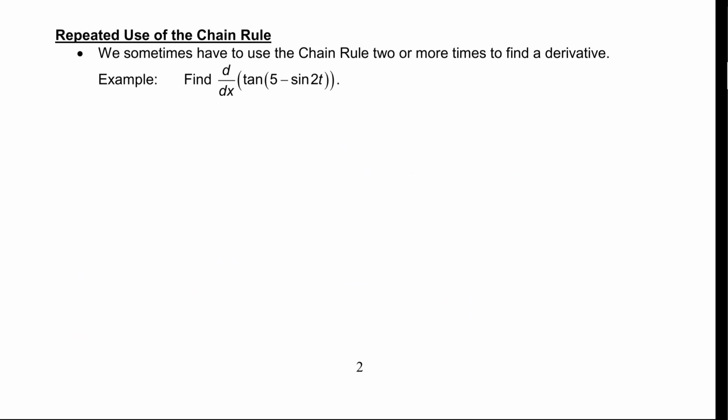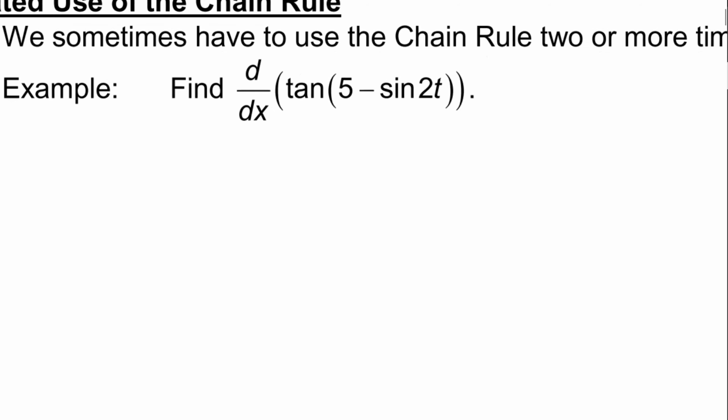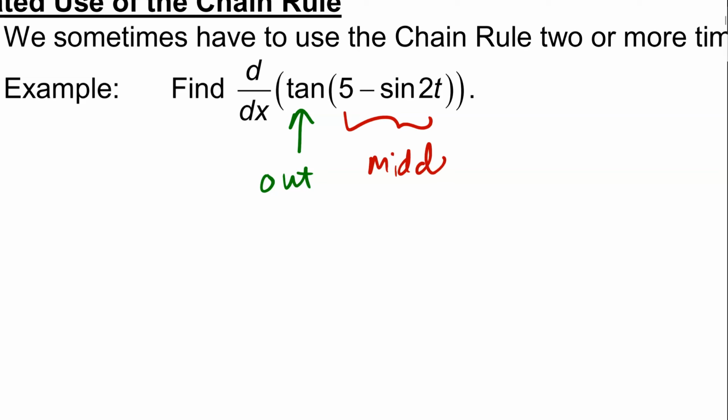Sometimes we have to use the chain rule two or more times to find a derivative. So, let's do this. Find d/dx of tan of 5 minus sine of 2t. The first thing I'm going to do, maybe I should color code. This is like the outer. This is like the middle. And this guy right here is like the inner. So you work your way from the outside in. You take the derivative of the outermost one, and then the next, and then the next. It's the Russian babushka dolls. You just work your way in to the smallest one.